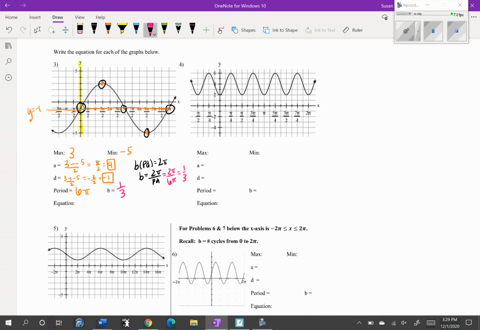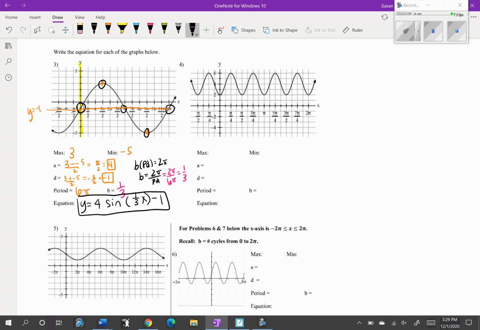And again, we said that this was a sine graph because on the midline, it starts on the y-axis on the midline. So we get y equals my amplitude, which is 4. The graph's going up, so I don't need a reflection, times the sine of my b value, 1/3 x, and my midline is -1 because we are going down 1. So this would be my equation for my graph.